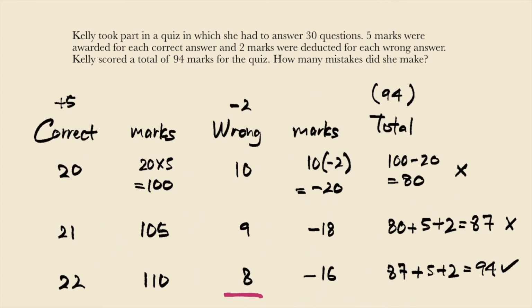So total 30 questions. I'm going to guess 20 and 10. The total marks is 80, too few marks. So I'm going to increase by 1 and decrease by 1. Therefore it's 87. So basically, one more step is what we need to get to 94. Number of mistakes made, therefore, is 8.